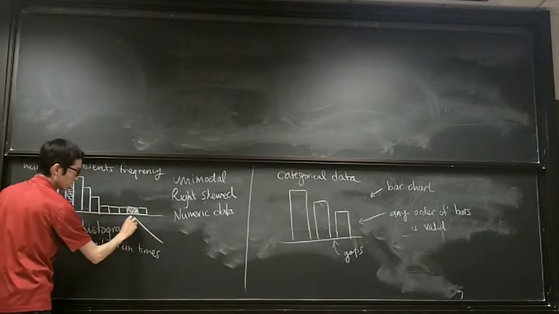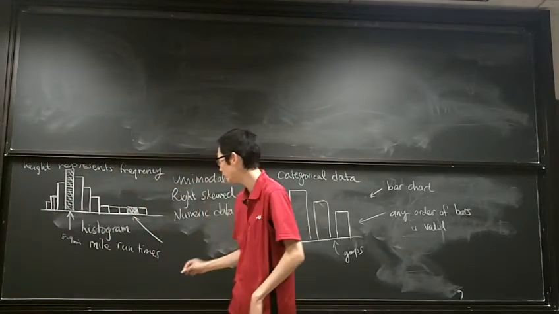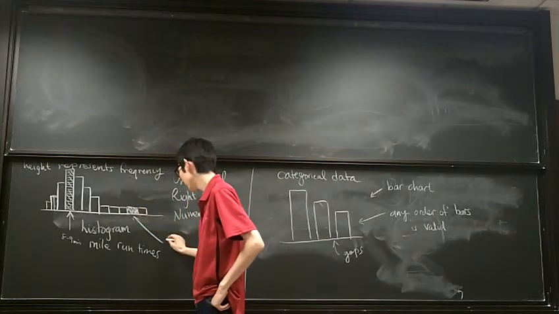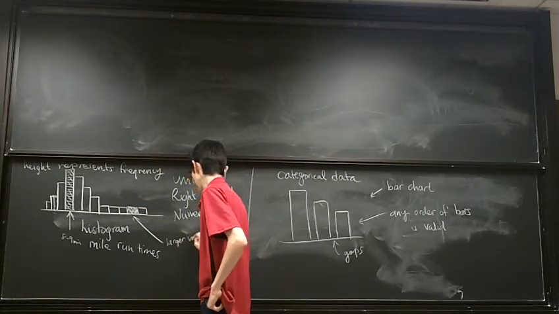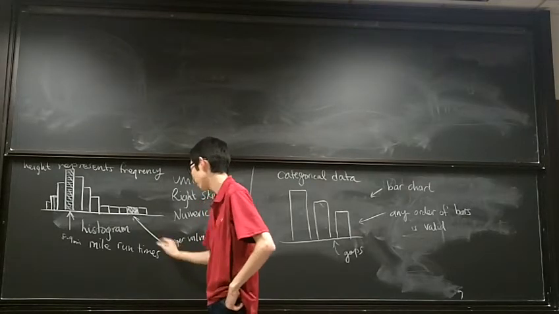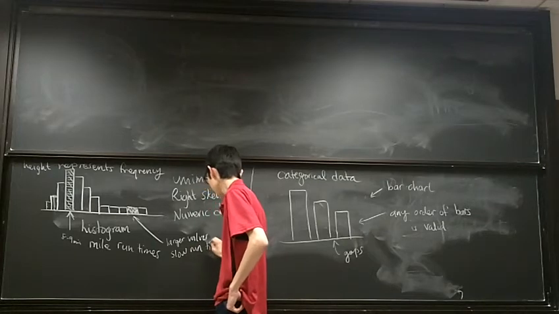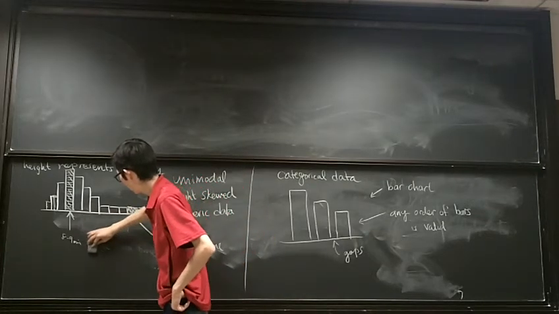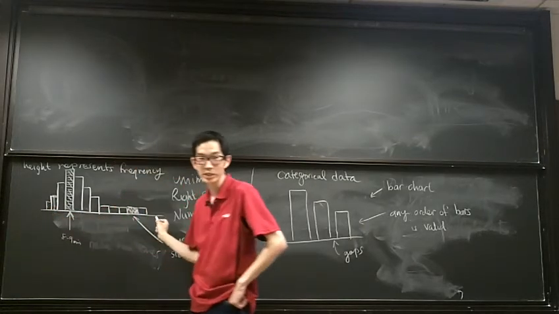Or slower. Yeah, this person took a long time to finish the mile. Okay. The fact that it's on the right side means we have larger values, or basically a slow run time.